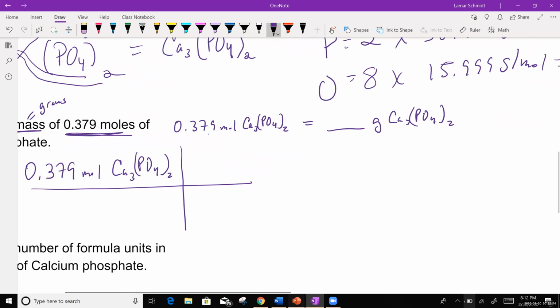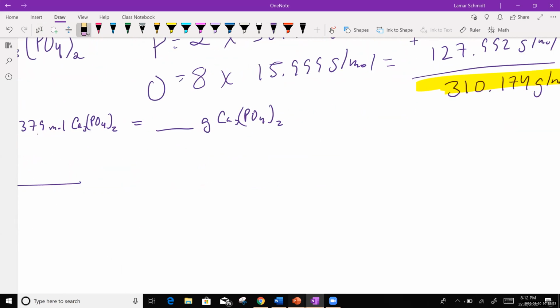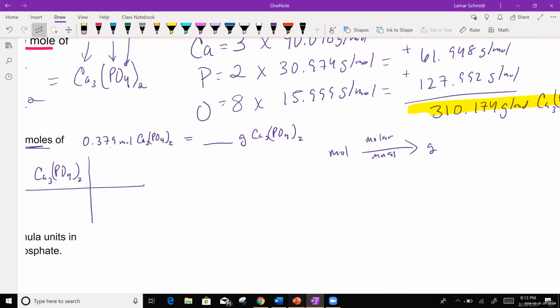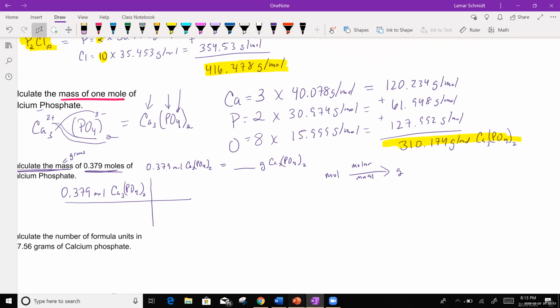Well, you should know if you're going from moles to mass, let's make sure we can see this. We're going from moles to mass, mol to grams. We can only get there by knowing the molar mass. All right, so we have to know the molar mass. So we're going to go from moles to mass by using the molar mass. The nice thing is we already know the molar mass. So let's go ahead and use this.